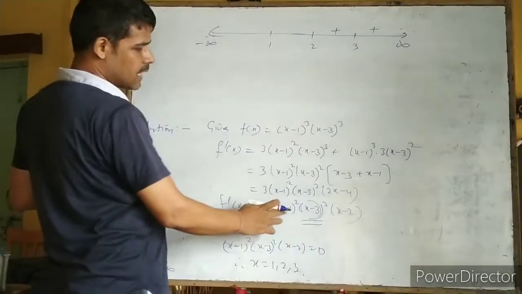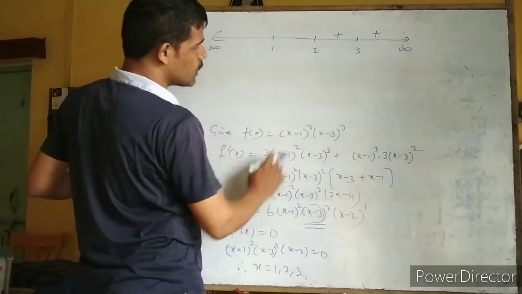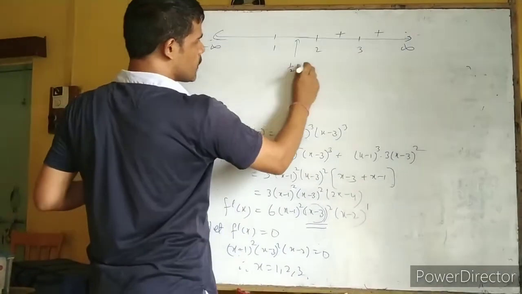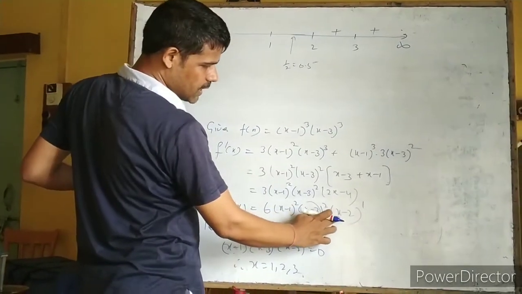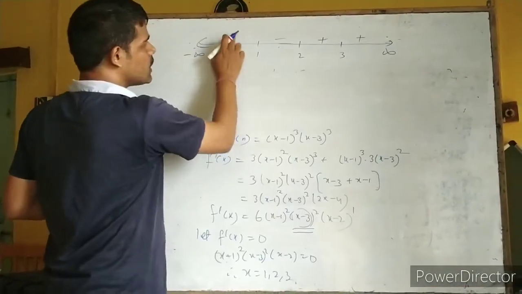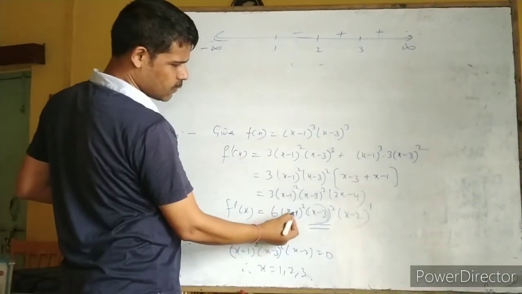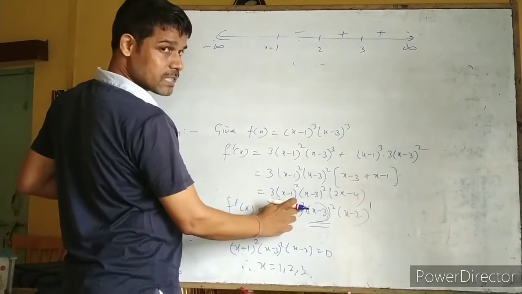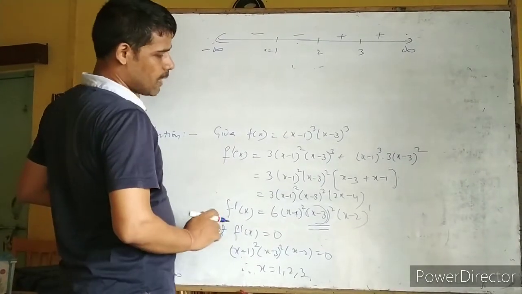Then you come to this number 2. Here an odd power is there. Suppose you take any value here, say half, or 0.5. When we take 0.5, this will be negative. And what about this part? Here x minus 1 has a square power, and here x is equal to 1. Since this power is even, the sign will not change. You understand what is happening?